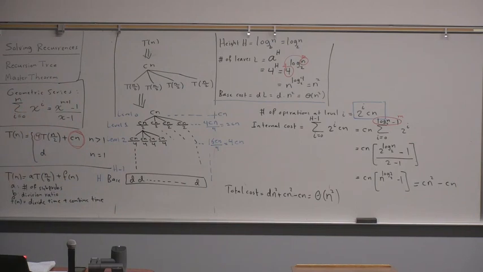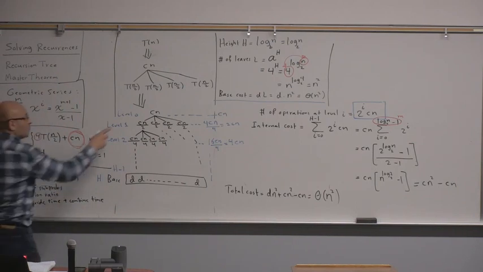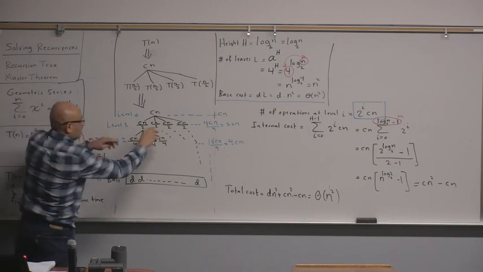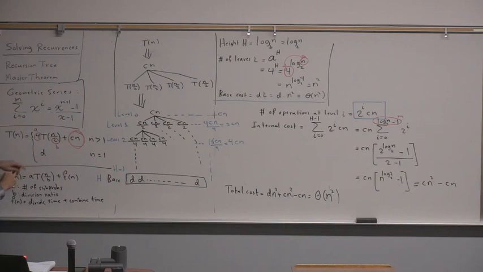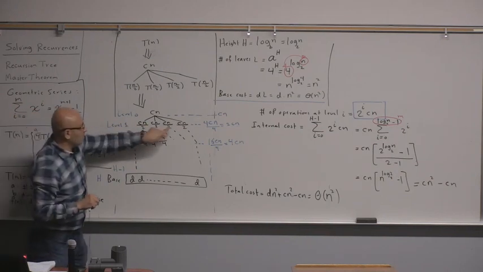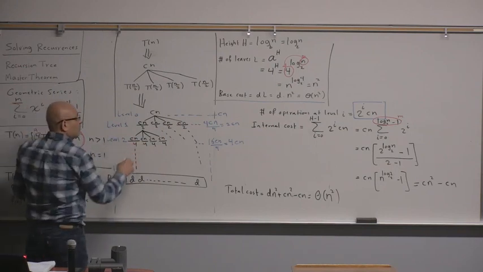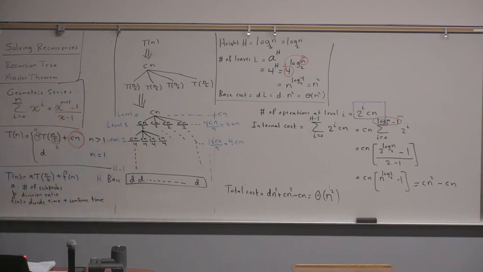What's the size of each? What's the number of operations for each one? It's this divided by this b, the ratio. So this is b, this is a. So this is Cn over 2, because b here equals 2. Cn over 2, Cn over 2. And we just branch another 4, and this is Cn over 4, and so forth.